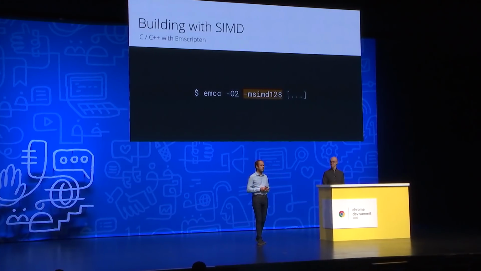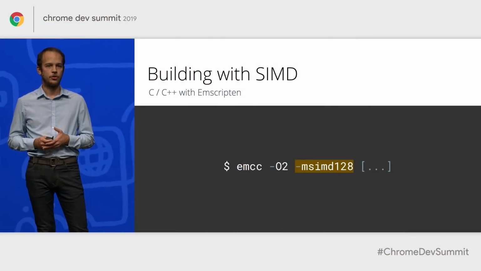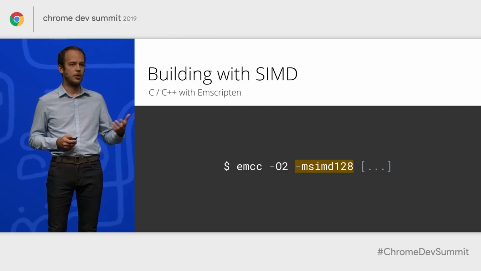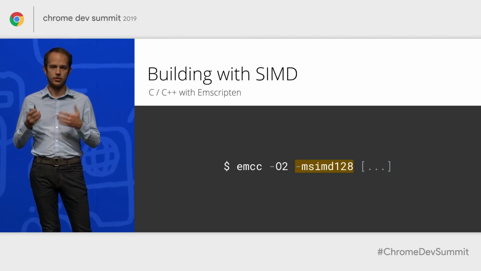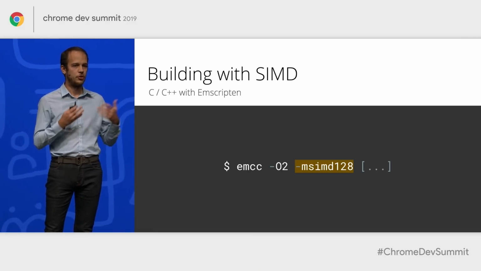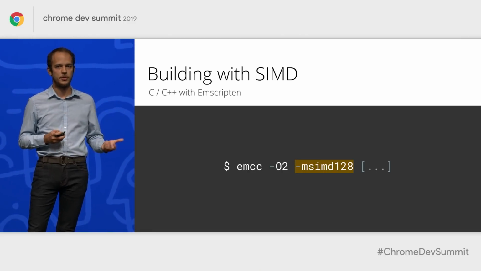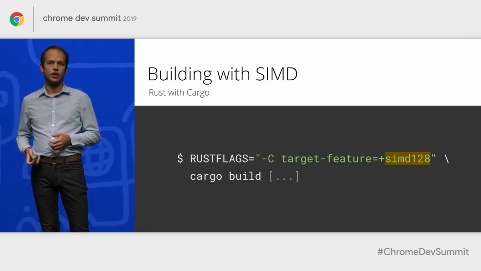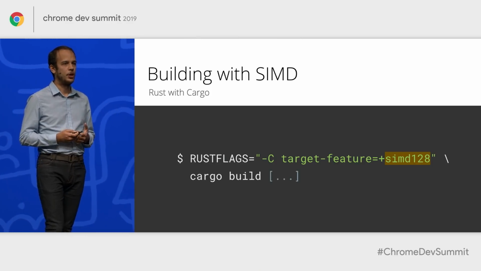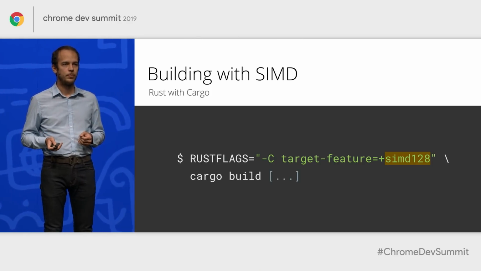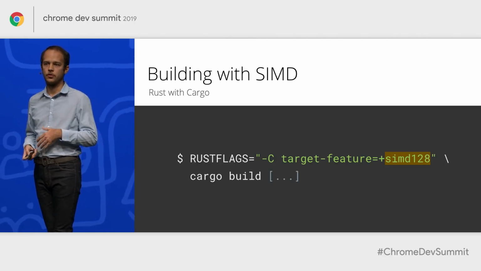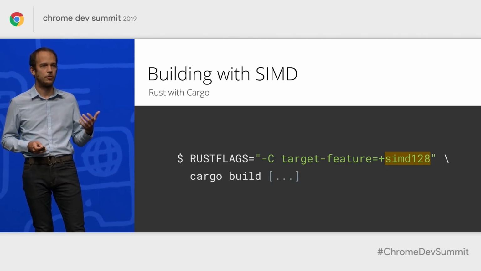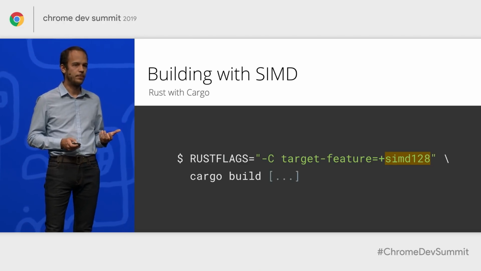To build code with SIMD and Emscripten, you need to pass a special parameter -m, which tells the underlying Clang compiler to enable a specific feature, followed by simd128, which is the feature name for the currently supported 128-bit SIMD operations in WebAssembly. In Rust, you need to pass the same feature name by a -C target-feature compiler flag. The easiest way to do this on a real project using Cargo or wasm-pack is currently through an environment variable, RUSTFLAGS, passed during compilation.